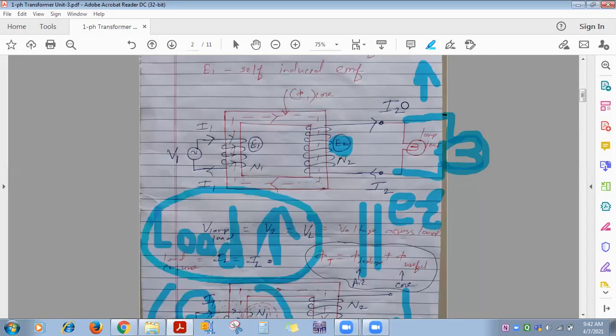As you go on increasing the load, I2 increases. And how does I2 increase? The transformer will take more current from the supply to supply more power on the secondary. That's why I1 also increases. If I1 and I2 are increasing as you increase the load, then power consumption on the primary, V1 I1 cos φ1, and power consumption on the secondary, V2 I2 cos φ2, will also go on increasing.